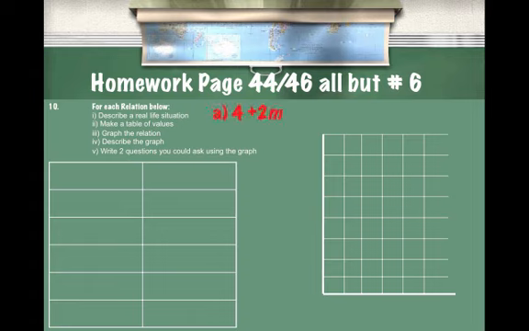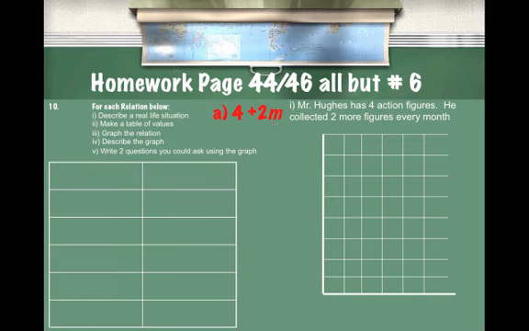So our first relation was 4 plus 2m. I needed to describe a real-life situation. In this case, I picked on my good friend Mr. Hughes. Mr. Hughes has 4 action figures. He collects 2 more figures for every month. So he's going to start with 4. Okay? This m would represent the month.